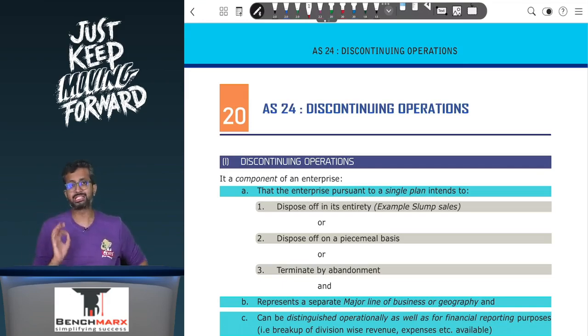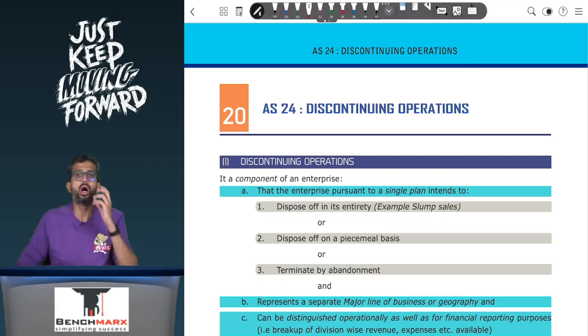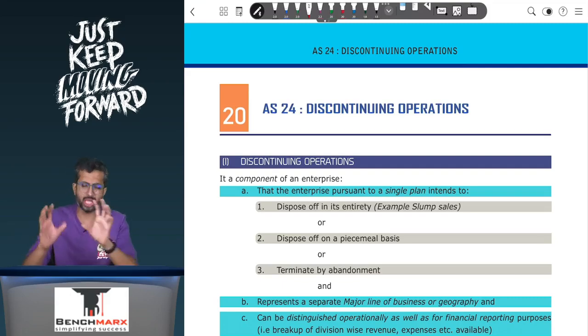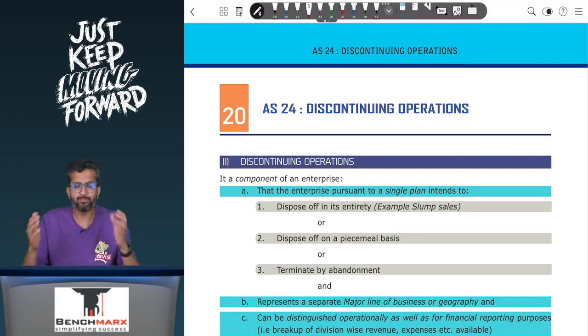So first of all, this standard pertains to discontinuing operations. Now for discontinuing operations, there are three main ingredients. First, what do you mean by discontinuing operation? It is a separate component or a part or a division or a segment of an enterprise which pursuant to a single plan. So there has to be a strategic plan in place. Maybe the board has approved a plan, you have identified which employees and assets are getting affected, and the time frame has been defined.